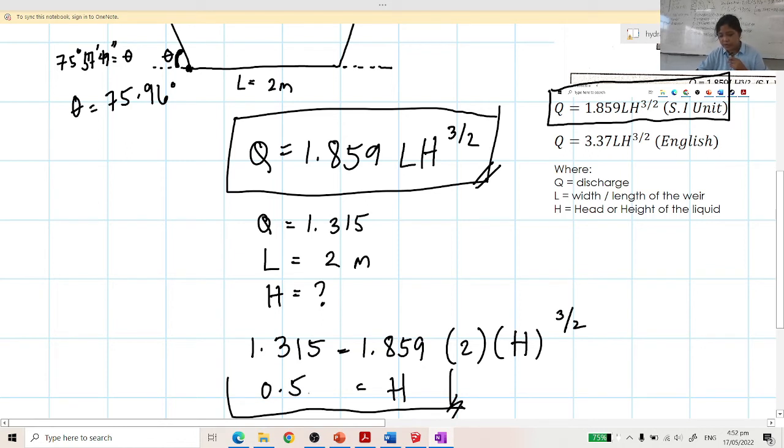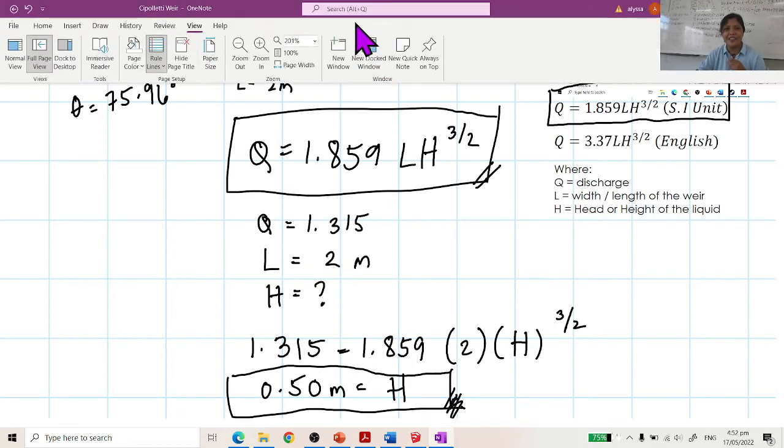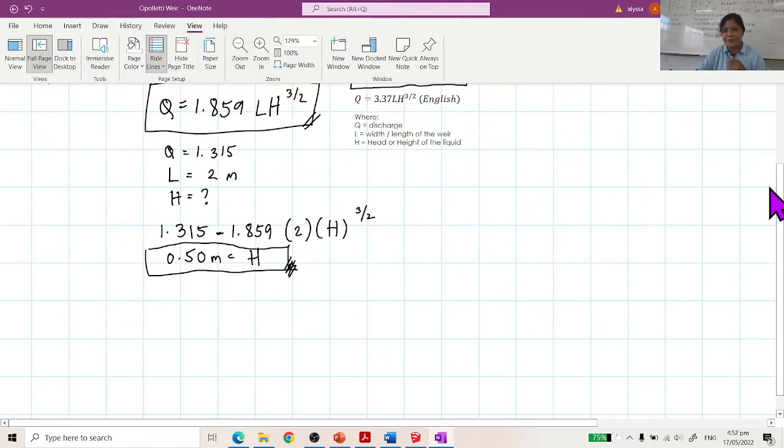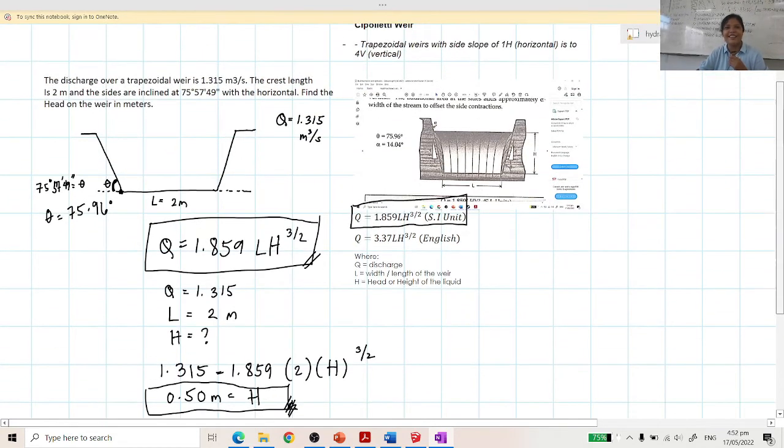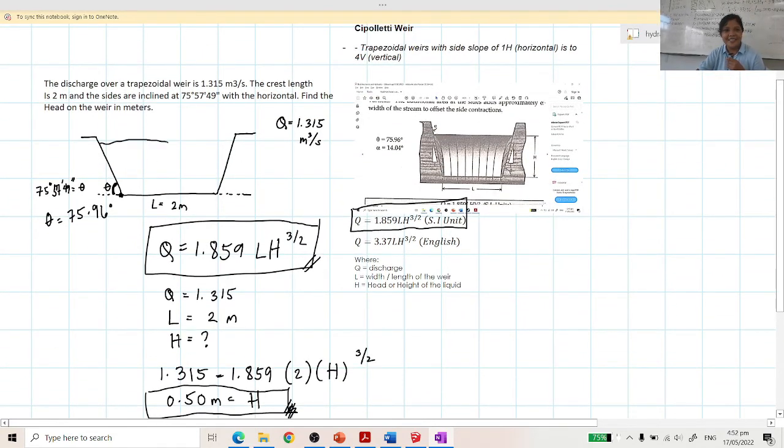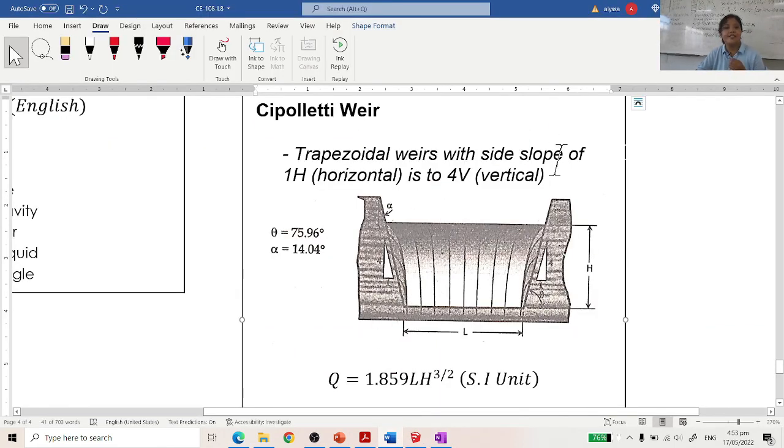0.50012, so almost equivalent to 0.5. Sana lahat ng problem si Cipolletti weir lang, sana ito lang yung lalabas sa exam. Okay lang, oh. Yan lang, oh. So, nakuha na natin yung head. Ito yung H na yun. H is equal to 0.5. Diba? Again, ang naging basis lang natin is just the formula for Cipolletti, given theta is equal to 75.96.